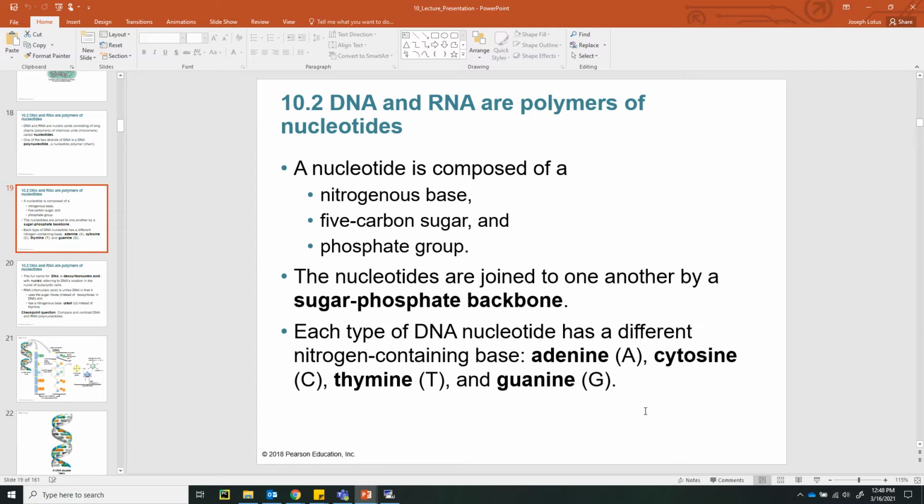There are 4 different nucleotide bases, these little nitrogen bases: adenine, cytosine, thymine, and guanine. For RNA, there's uracil, which is U, instead of thymine.